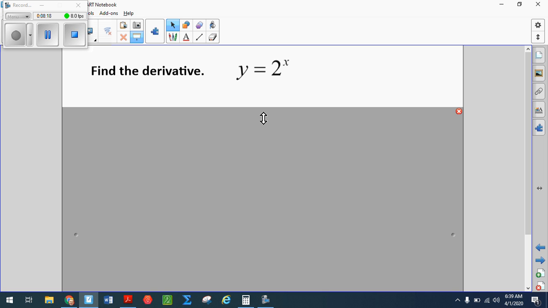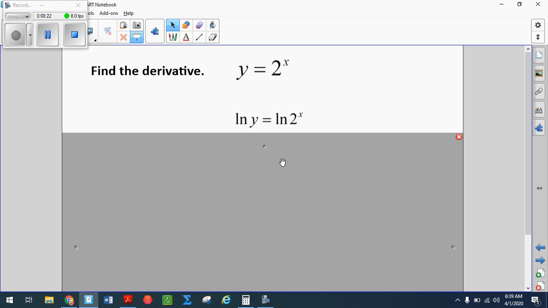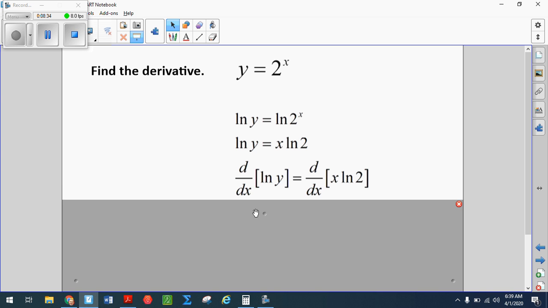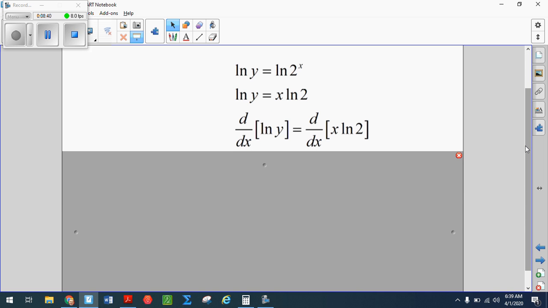So to find the derivative, take natural log of both sides, right? Then we use properties of logarithms to rewrite that power down in front. So natural log y equals x natural log 2. Then I take the derivative of both sides. What's interesting about this is this looks maybe like the product rule on the right-hand side, but it's not because natural log 2 is just a number. So on the right-hand side, I just have a number times x.